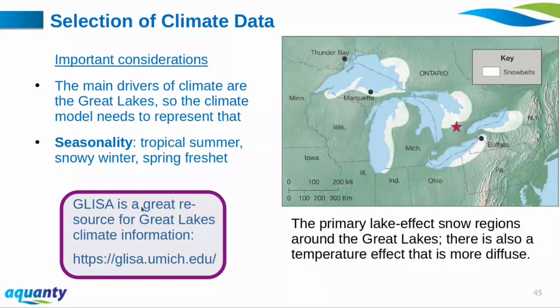This region has really hot, almost tropical summers, but snowy winters, and then of course spring freshet. And the question is, is it still going to remain snow dominated, or is there maybe going to be a change, right? So snow is important too.